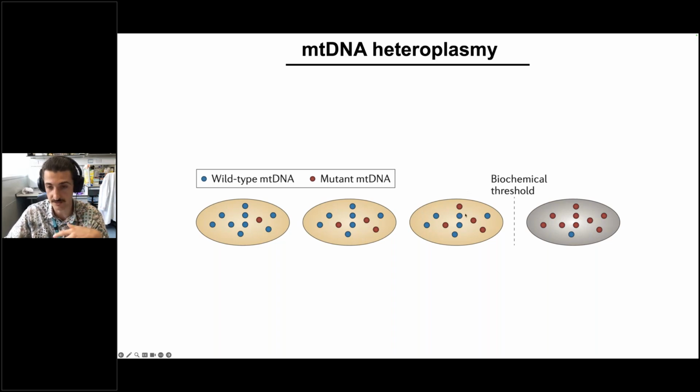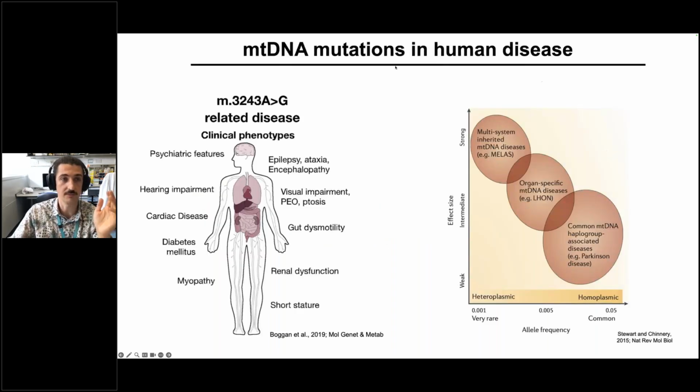If the mutation is present, unless it is present at a high enough level, 60 or above, or 70, depending on the context, there is no pathogenic effect. You have to overcome the biochemical threshold. But once you overcome this biochemical threshold, these mitochondrial mutations also have an important role in human disease. As I said, this 3243 point mutation can cause really severe phenotypes in humans, a wide range of phenotypes.